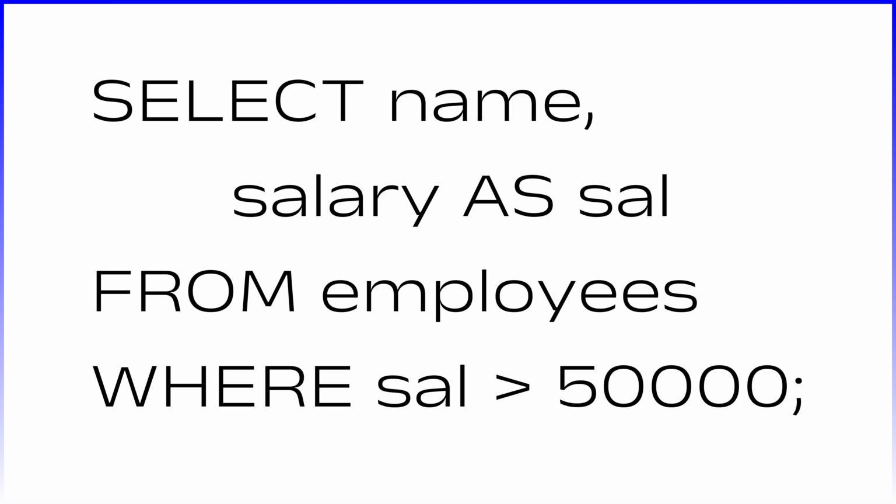At first glance, this looks correct. We are creating an alias called sal and filtering employees whose salary is greater than 50,000. But this query fails. Do you know why? Because SQL does not execute the query from top to bottom like we read it. Instead, it follows its own logical execution order.